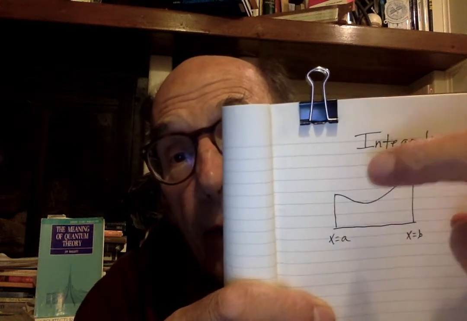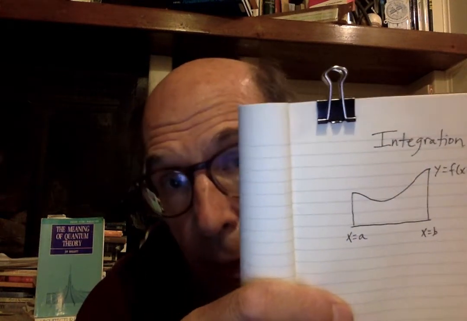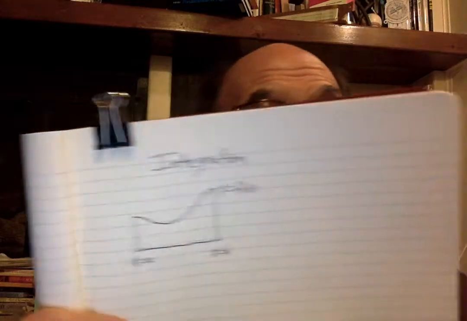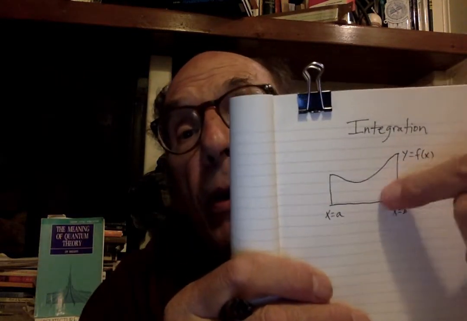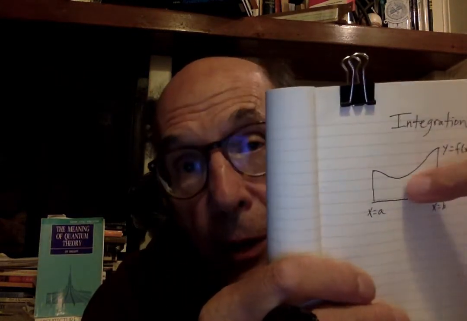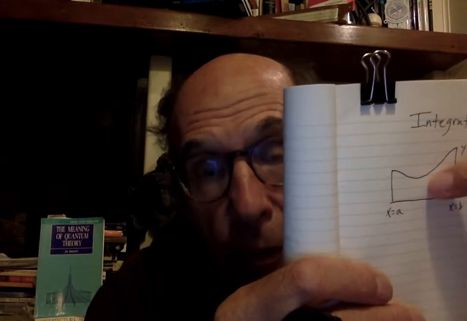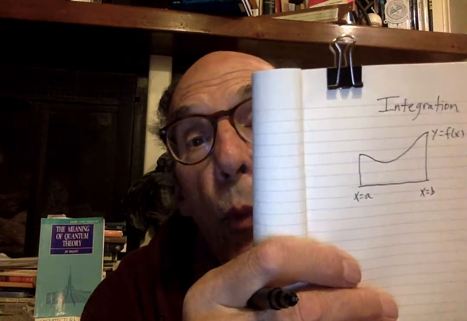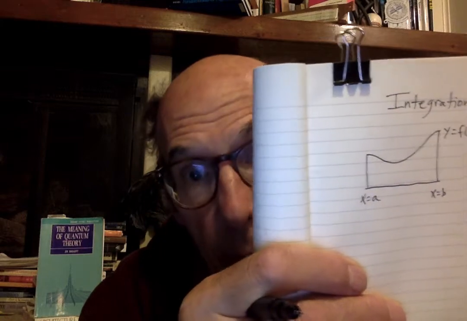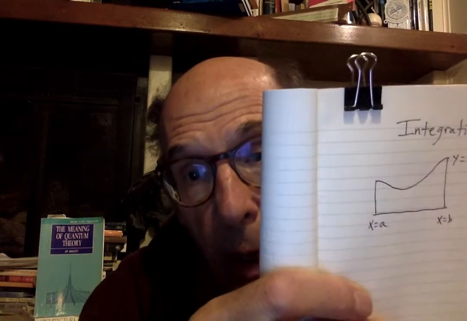And so if f were a constant function, this would just be a rectangle and we could find the area. But it is not. So how are we going to find the area that's under this curve? That's the phrase that people use, the area under the curve. Well, how are we going to do that? We know a couple of areas as a species. We know circles and we know rectangles.